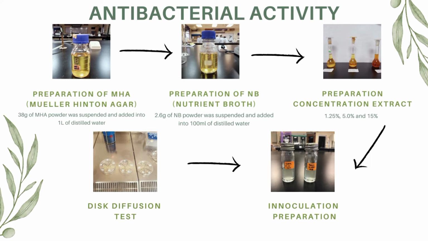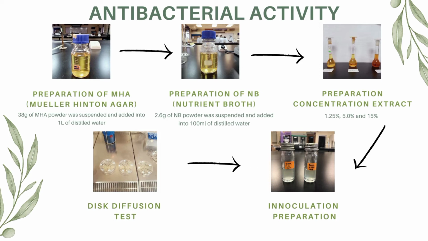For the preparation of extract concentrations, 1.25%, 5%, and 50% were added into a 10 ml volumetric flask and filled up with 5% DMSO. Next, inoculation preparation. 2 sterile universal tubes were prepared to inoculate E. coli and B. leconiformis as in tube A, incubated for 18 hours, and the process was repeated for tube B and tube C. The suspension of tube C was compared to the 0.5 McFarland standard before using, by using UV-Vis spectrometry.